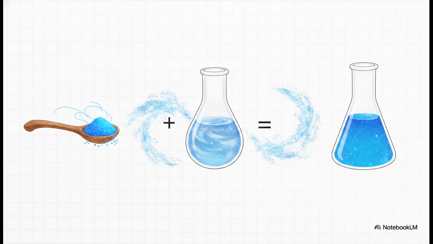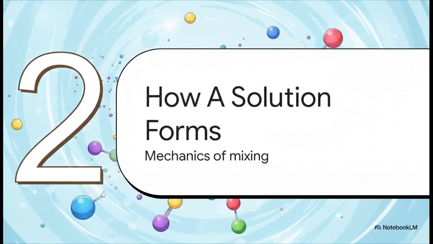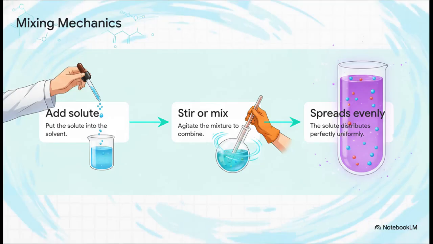Just think of it like the ultimate recipe. You take the thing being dissolved, you add it to the thing doing the dissolving, and the resulting mixture, that's your solution. Moving on to part 2. How a solution forms, let's look at the actual mechanics of mixing. Now that we've got our static definitions locked in, we need to transition to seeing how these things interact dynamically in the real world to create that final equation.